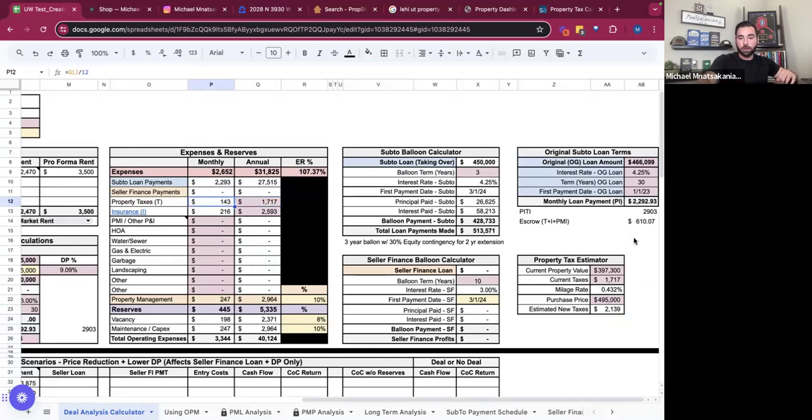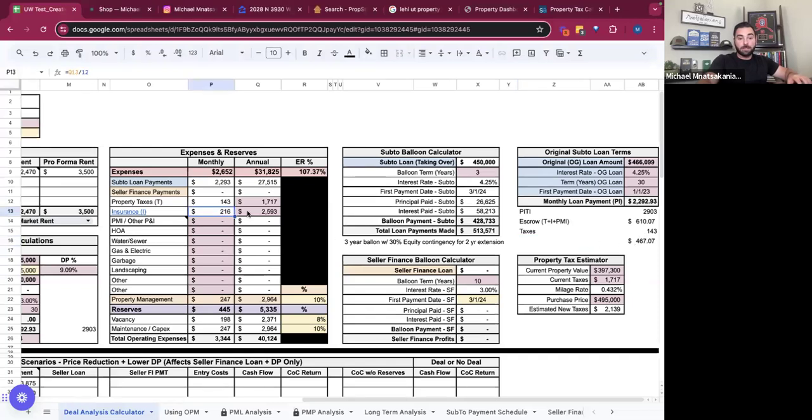But theirs is currently 143 for taxes. So what's remaining from the 610 in escrow and the 143 is 467. Then you still have to account for your insurance and PMI.